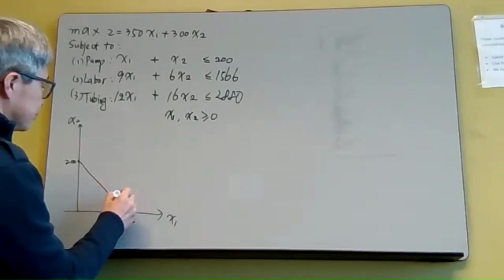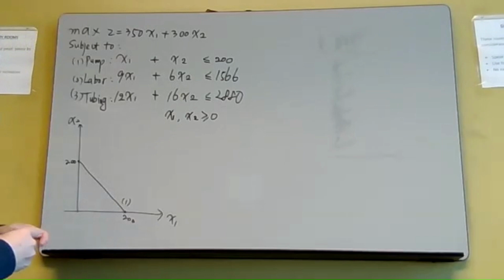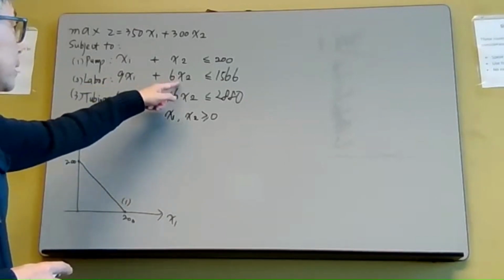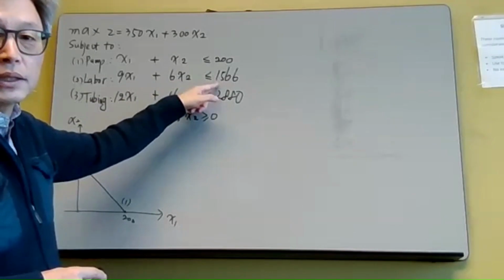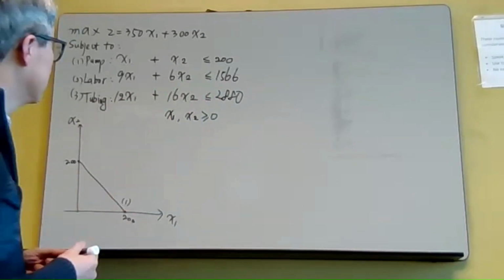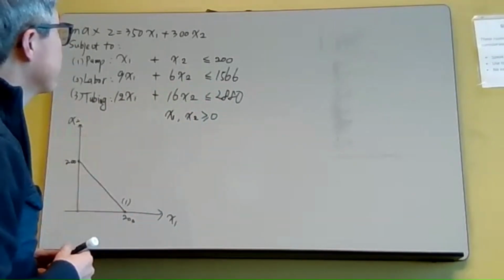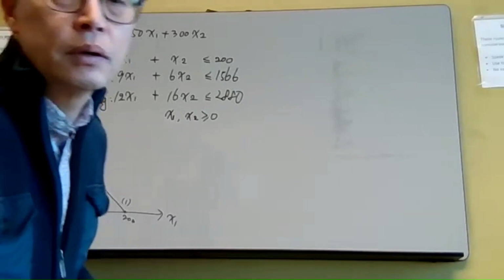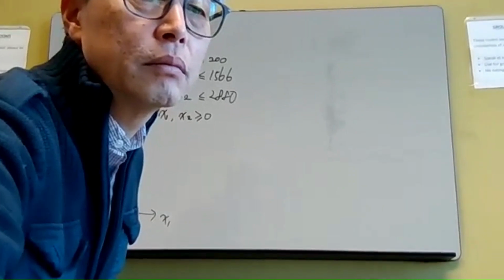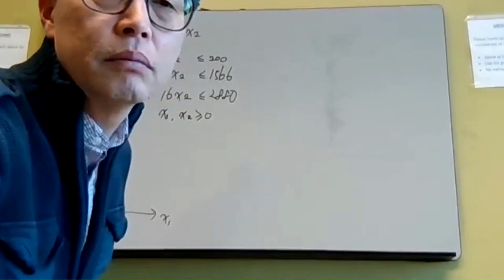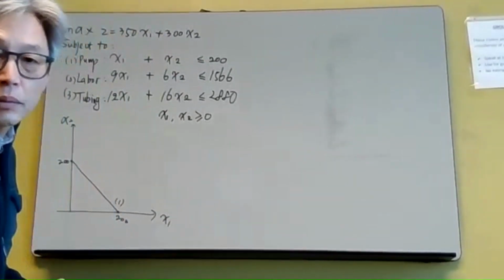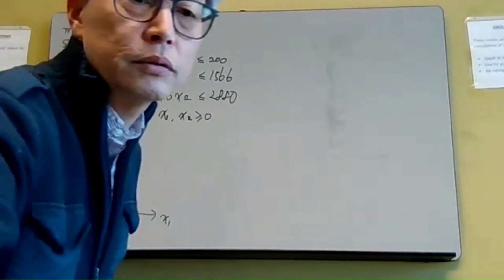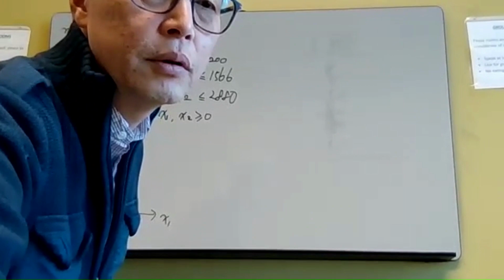And this is the first constraint. For the second constraint, if you have 0 for x1, x2 will be 1566 divided by 6, right? I don't know the exact numbers for that. Do you have them?